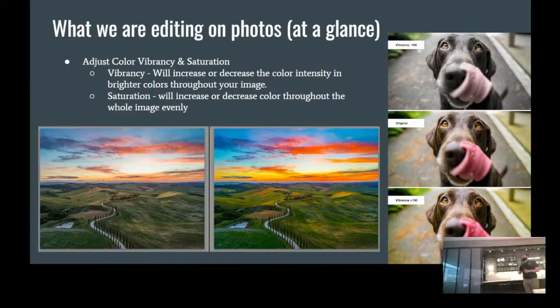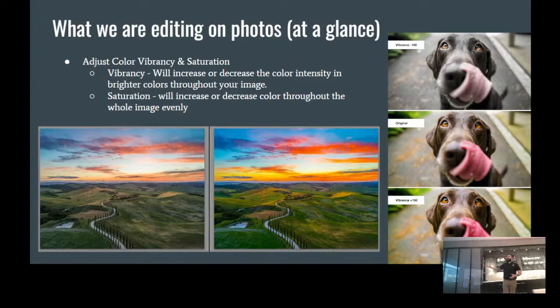Vibrancy is going to increase or decrease the color intensity in the brighter colors throughout your image. Perfect example on the right side, you see what minus 100 vibrancy can look like, plus 100 vibrancy can look like, and what the original looks like. Those brighter tones within the image are popping more or coming down more. Now, the second aspect of that, though, is saturation. That's going to increase or decrease color throughout the image evenly.